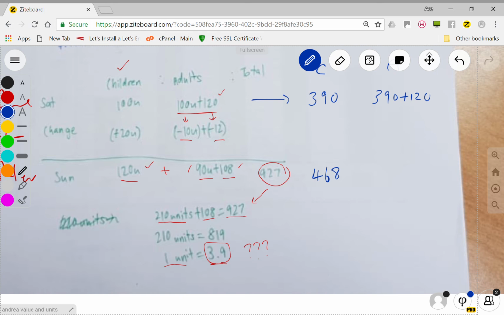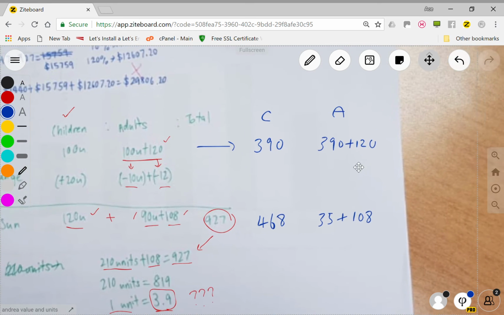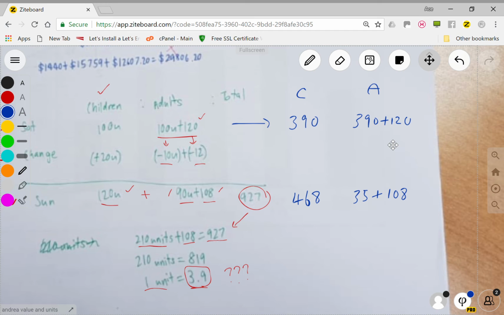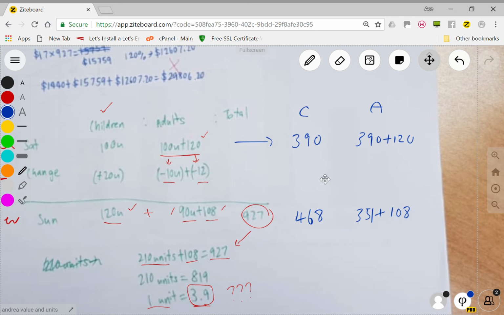We get 468. Then this should be 3.9 times 90, 351 plus 108. Okay, so now we have the total number of people over there.